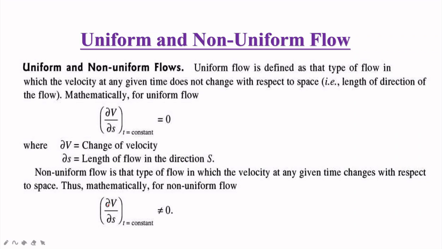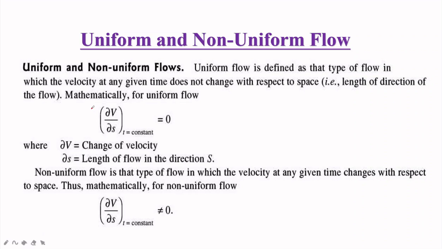Next we will go to the next slides, that is uniform and non-uniform flows. So what is uniform flow? Uniform flow is defined as that type of flow in which the velocity at a given time does not change with respect to space. In steady and unsteady we took time as reference, here we have to take reference, that is space. What is space? Length in the direction of the flow. So uniform flow is defined as that type of flow in which the velocity at any given time does not change with respect to space.